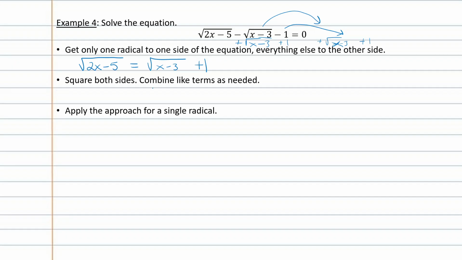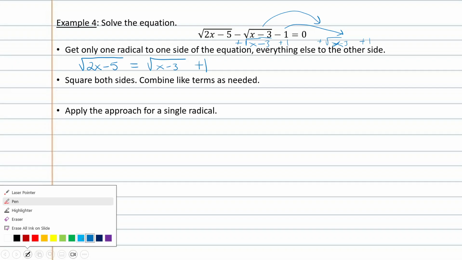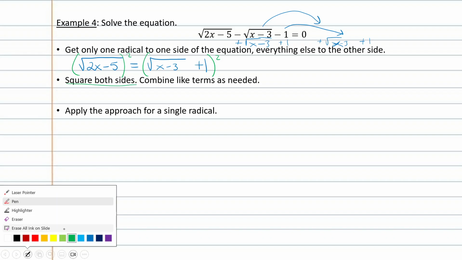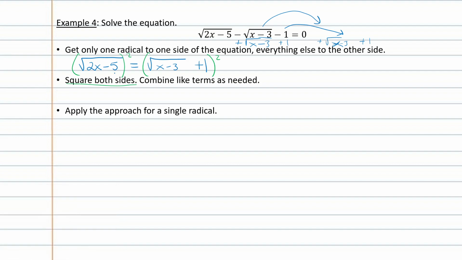Okay, now what we need to do is square both sides. So I'm going to square the left hand side and the right hand side. Now what that's going to do when I square both sides is cause that square root to go away on that left hand side, which is really nice. But on that right hand side, I'm squaring the square root of x minus 3 plus 1.